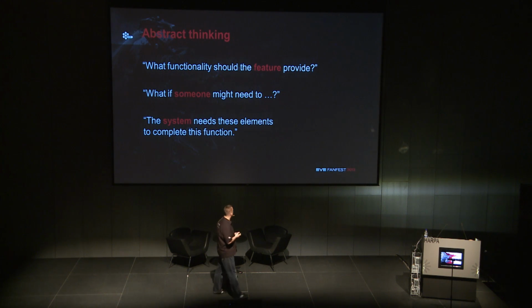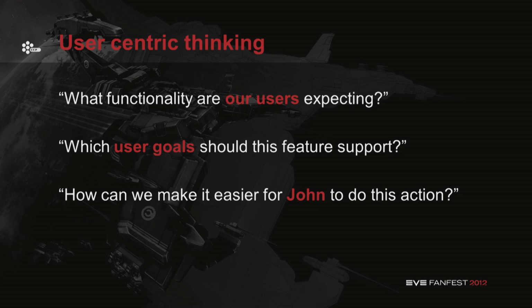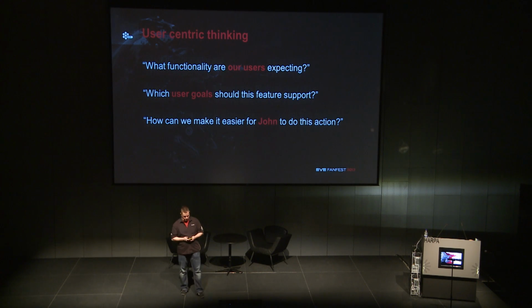So we needed to stop thinking abstract. Stop saying, what functionality should the feature provide? What if someone might need to do something? Or the system needs these elements to complete this function. So we needed to stop thinking about things from the system's point of view, or just looking at users as a group of people with vague ideas of what their needs and wants were. We needed user-centric thinking. We needed to say, what functionality are our users expecting? Which user goals should this feature support? And how can we make it easier for John to do this action?